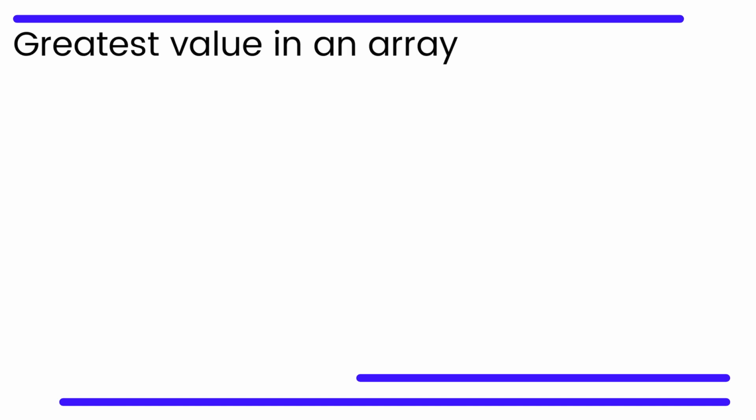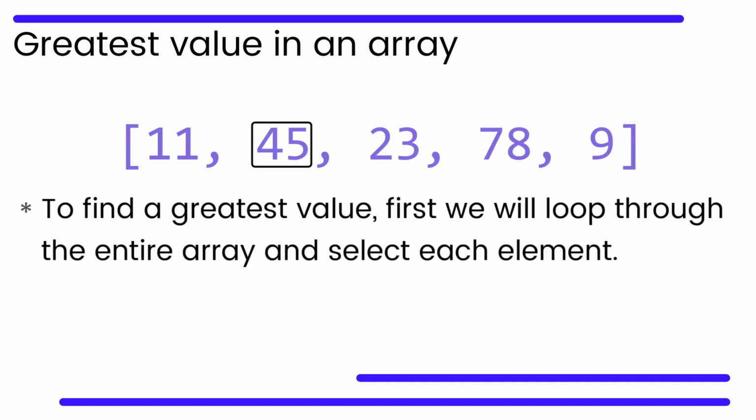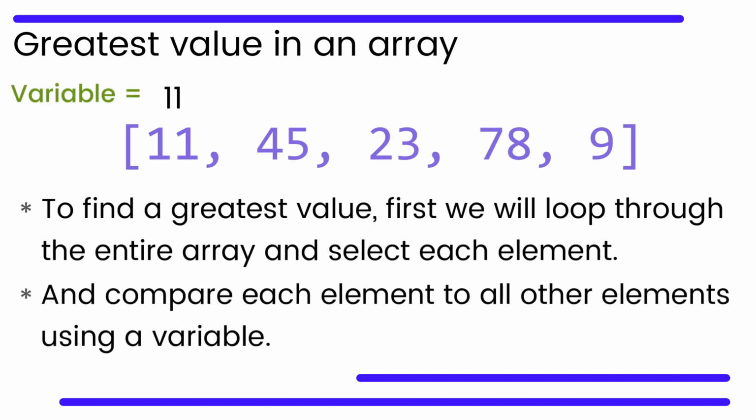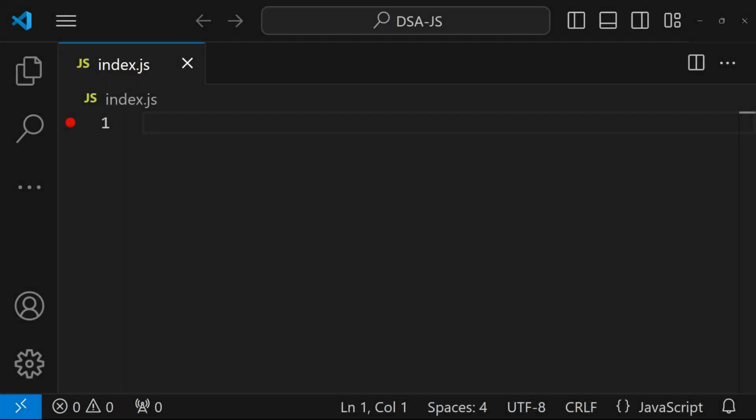In this lecture, we will find the greatest value in an array. So let's say we have an array of 5 elements: 11, 45, 23, 78 and 9. Now in this array, 78 is the greatest value. To find the greatest value, we will loop through the entire array and compare individual elements with a variable. So let's learn it practically.